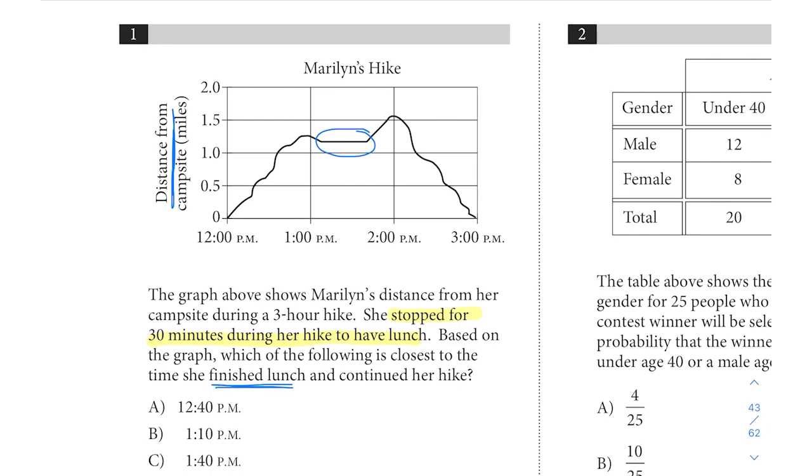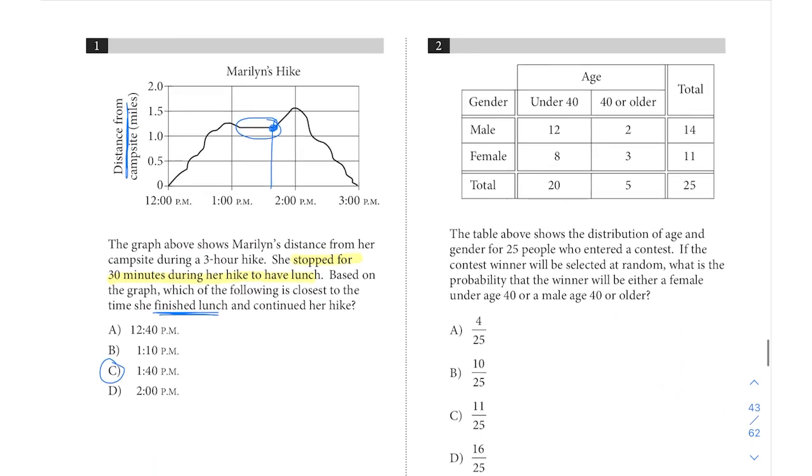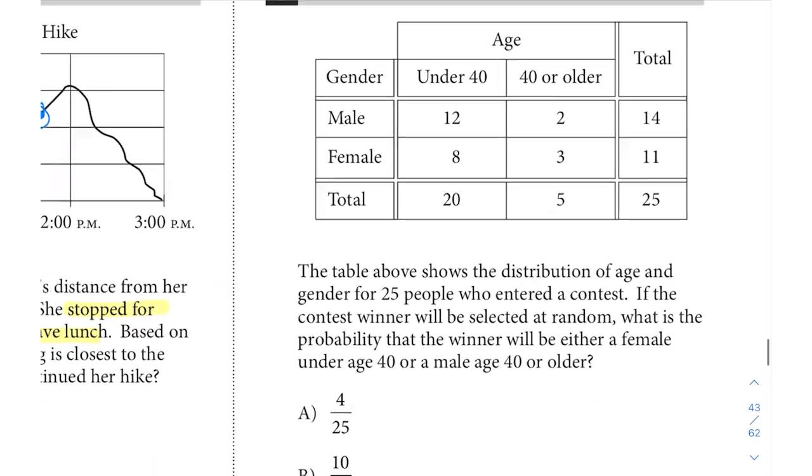So the exact point where she finishes lunch should be at the end of that flat portion of the graph, and that's going to be right here when she starts moving again, and that should be a little bit before 2 o'clock. The closest time estimate that we see in our answer choices for that one is going to be 1:40 p.m. Let's dive right into question number 2.